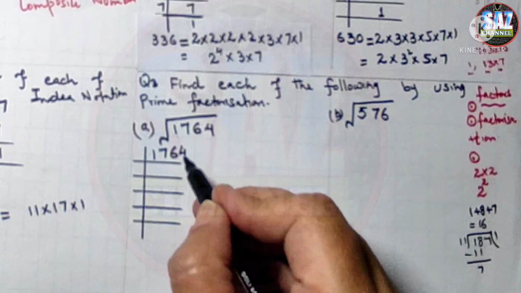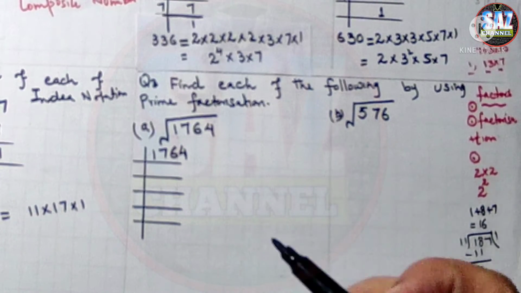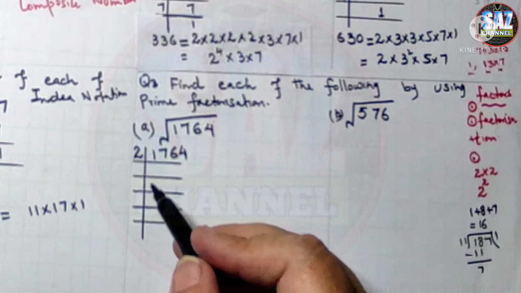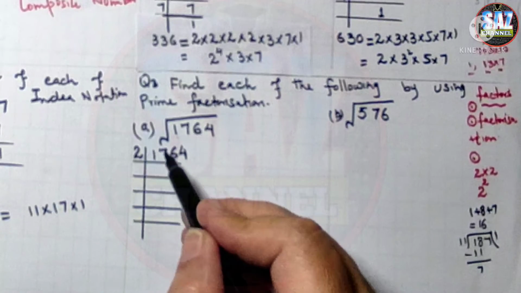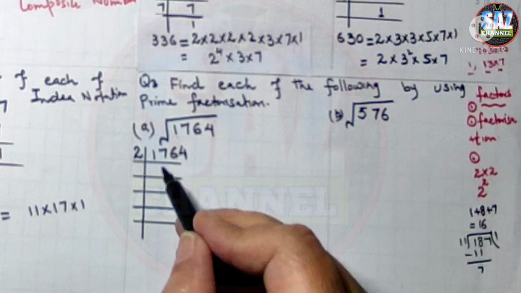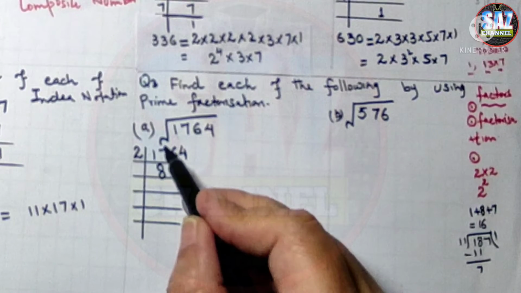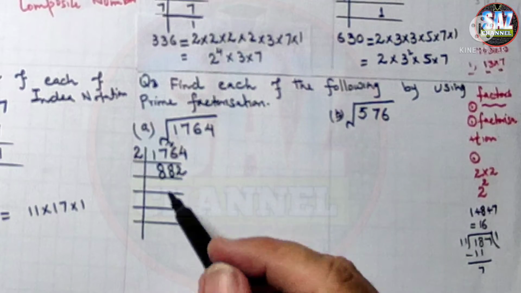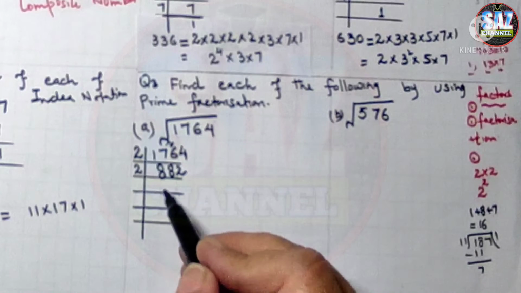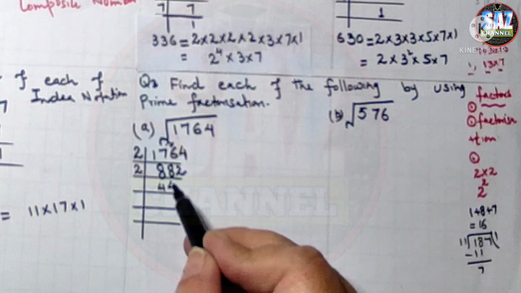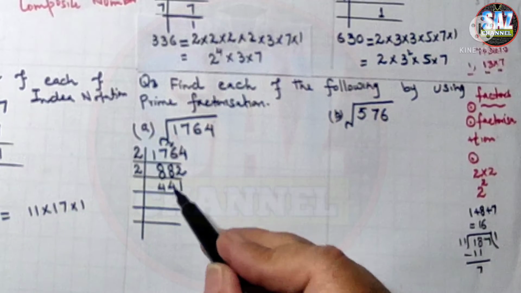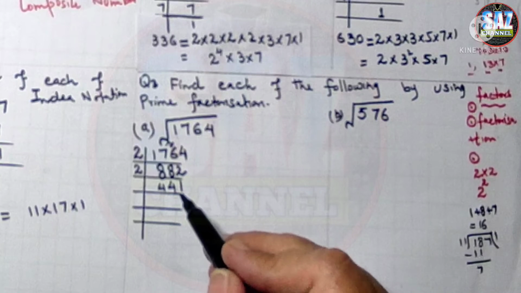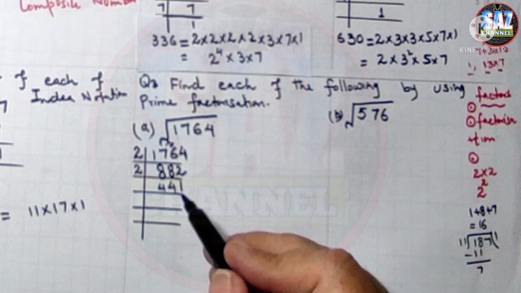1764, again we have to apply the divisibility test. We can see the unit digit is 4, that can be easily divided by 2, so we divide this number by 2. 2 8s are 16, and 1 will be given to this 6, 2 8s are 16, and 2 is left. Again this number is divisible by 2 because the unit digit is 2, 2 4s are 8, 2 4s are 8, and 1 is left. Now at this stage we cannot divide this number by 2, because this is 1, an odd number, it's not a multiple of 2.